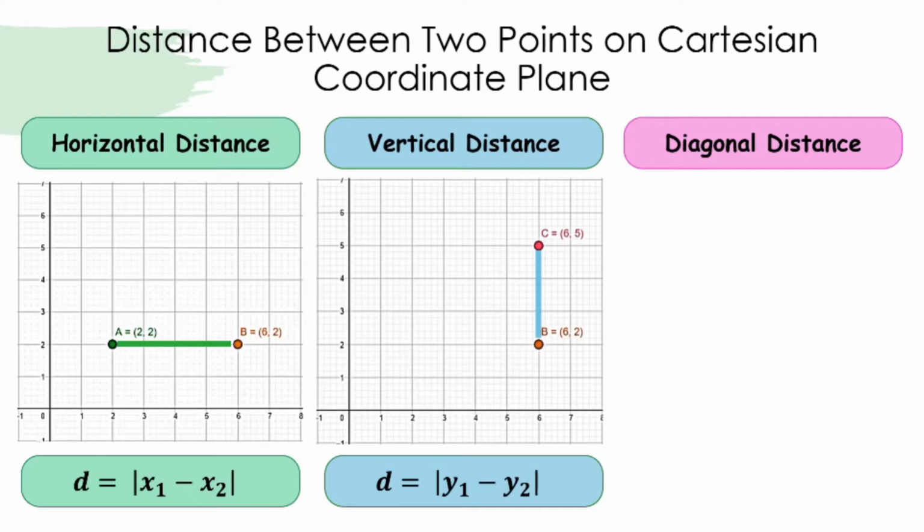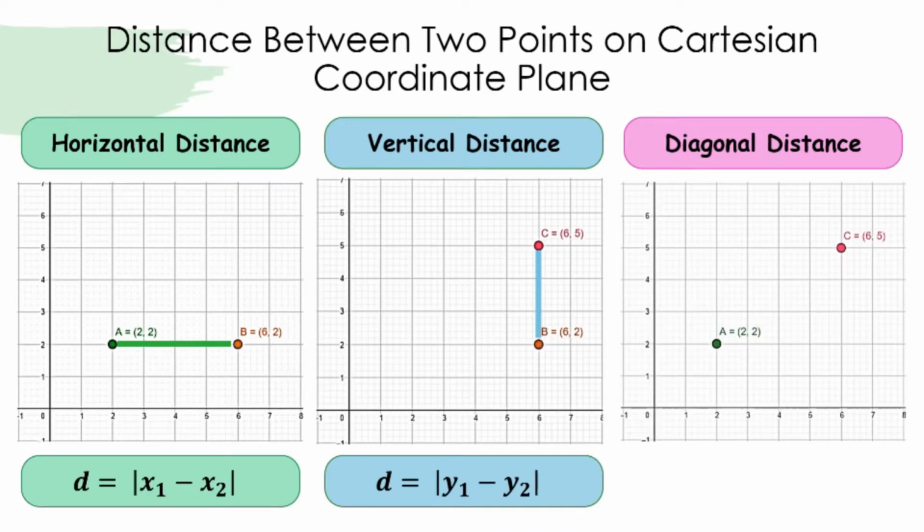Then the last one is a diagonal distance. If 2 points are aligned diagonally, then you will have to find the diagonal distance. And to do that, we're going to use the Pythagorean theorem, which is c squared equals a squared plus b squared.